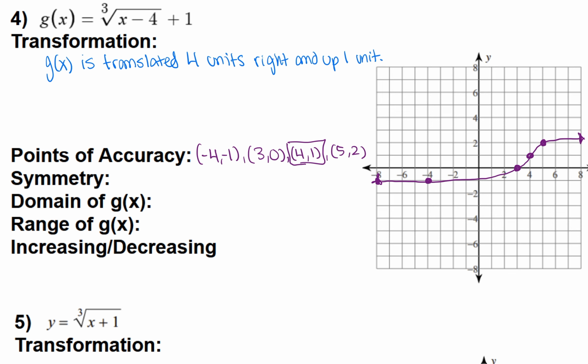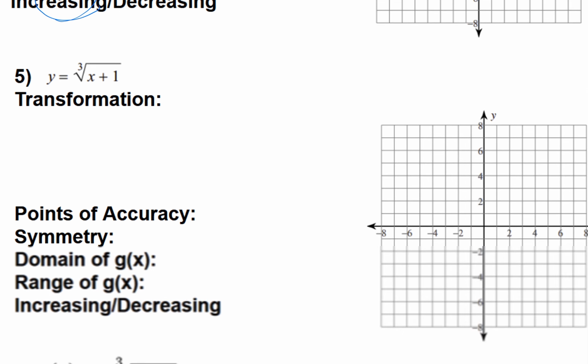Let's continue. For the axis of symmetry, it's going to be located at x equals 4. The domain will be from -infinity to +infinity for both the domain and the range. And this function will be considered to be increasing. Let's move on to the next one.